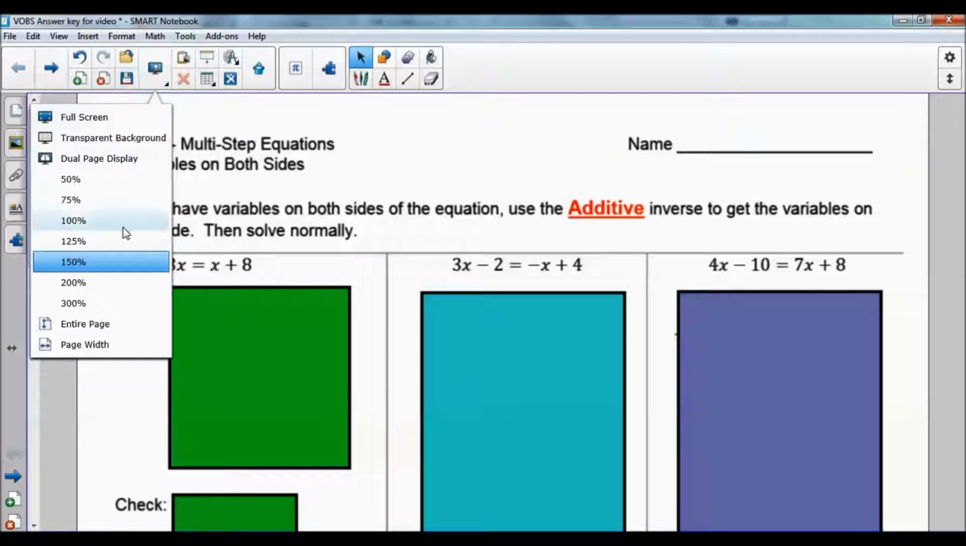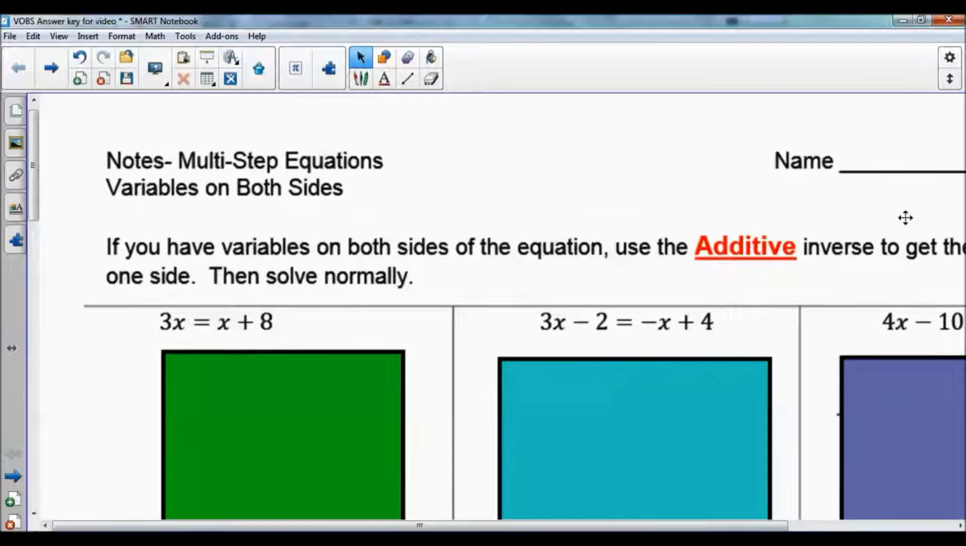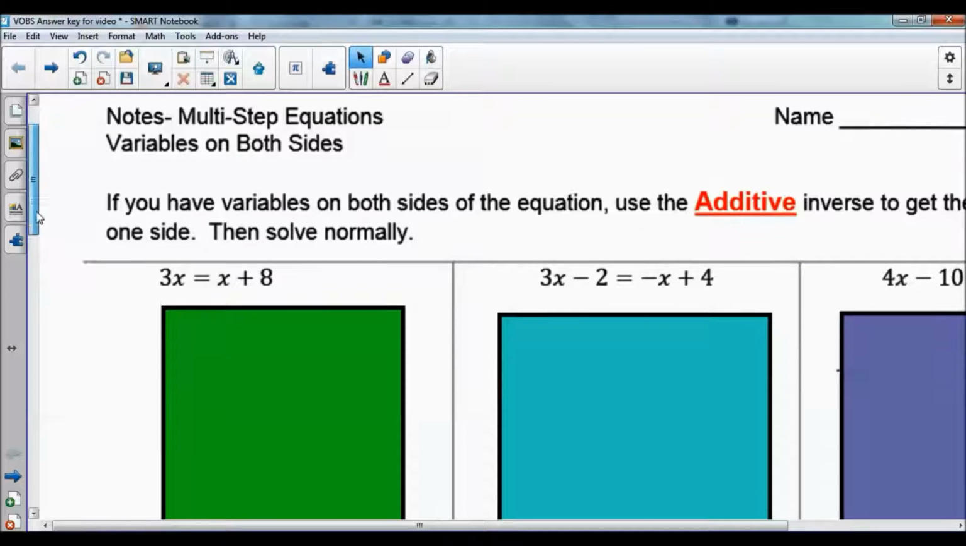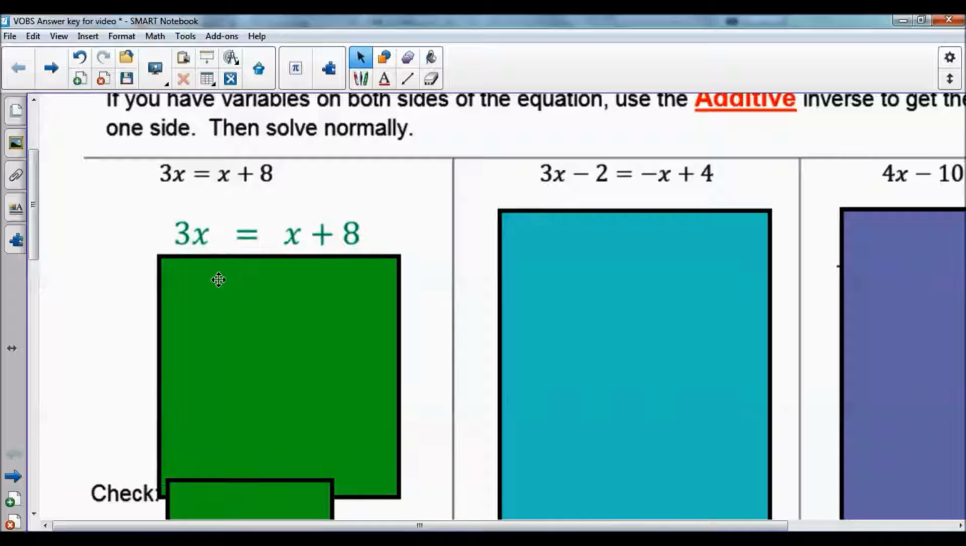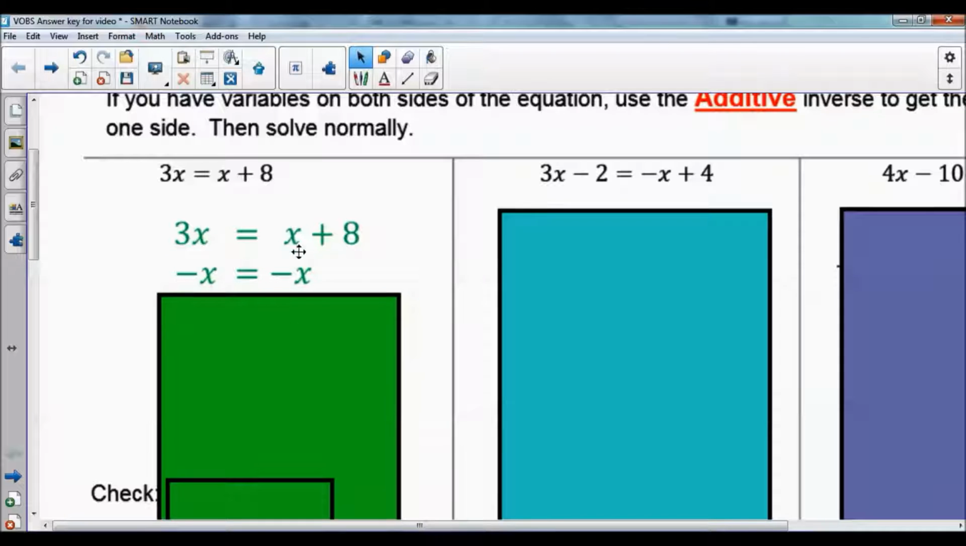The first thing we're going to do is get the variables on one side of the equation. So we have variables over here and variables over here. I retyped it: 3x is equal to x plus 8. We want to get this x over to the other side. We have a positive 1x, so to undo it, we're going to subtract 1x from both sides of our equal sign. Just like we were doing with numbers, we can do that with variables.